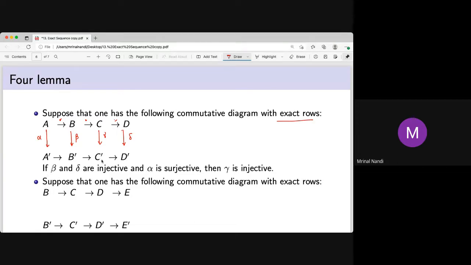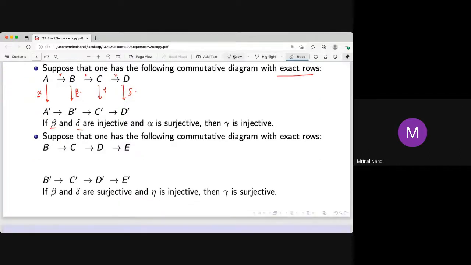Now, what is the lemma? The lemma involves four things, so that's called the four lemma. If beta and delta are injective, and alpha is surjective, then gamma is injective. Gamma must be injective. Again, we just omit that proof. It is just checking some manipulation, taking elements, that you have to check. So we omit that proof.